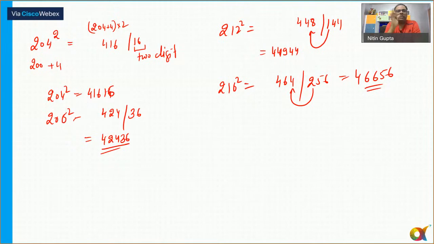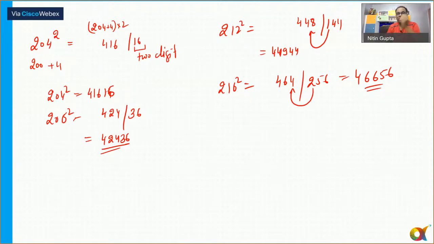Like I told you, if you know the squares till 25, you can find the squares of many numbers quickly. But yes, it needs regular practice. If you're not practicing enough, you can't become a master of all these techniques. So practice as much as possible.